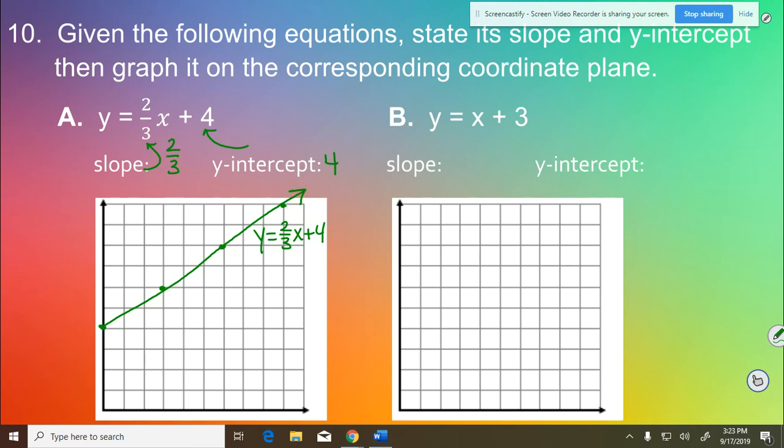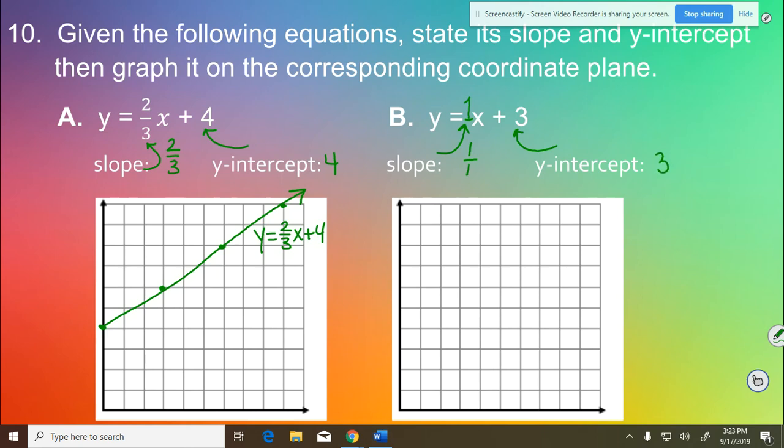And for B, we have y equals x plus 3. It looks a little weird because there's no number in front of x. But remember, when you just have x by itself, that implies that the number in front of it is 1. So the slope is 1, not a fraction. So we can write 1 over 1. And our y-intercept is this number right here. So we're going to write 3.